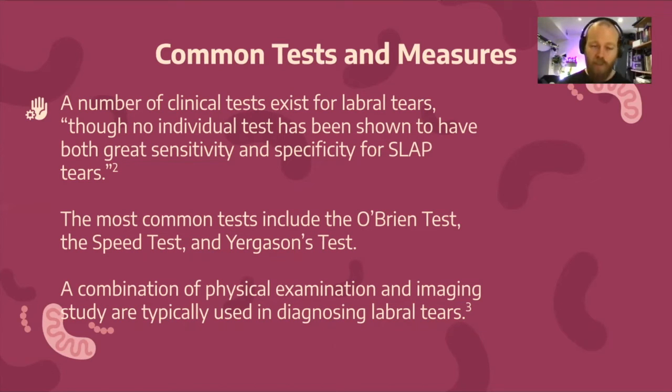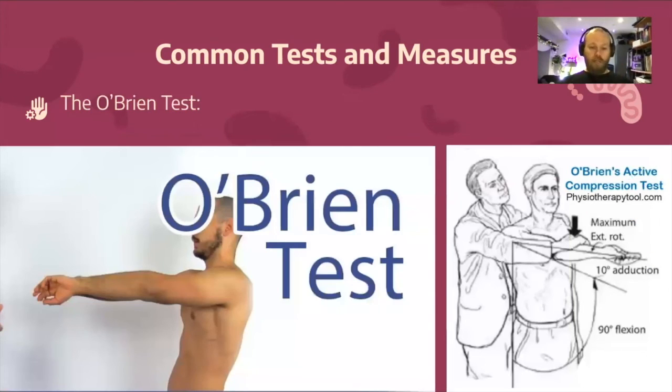As far as physical examinations, you're looking at 3 really common tests: the O'Brien, the Speed, and the Jurgensen's. And then we'll go through a picture of each, and then we'll also show some imaging studies, MRI. So O'Brien test, the important thing to notice right here is where the patient has the arm. That's kind of the differentiating thing.